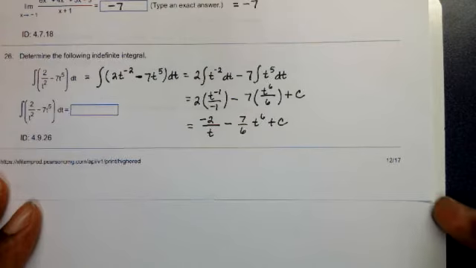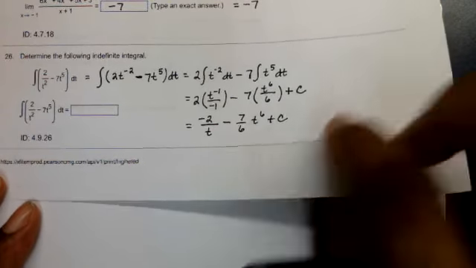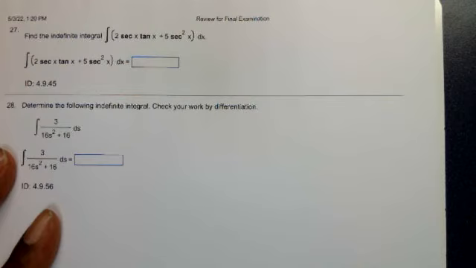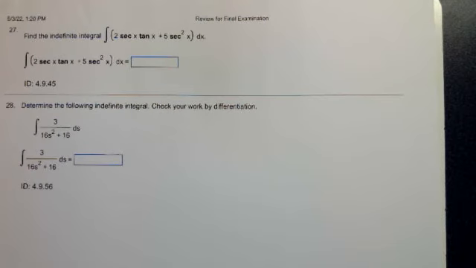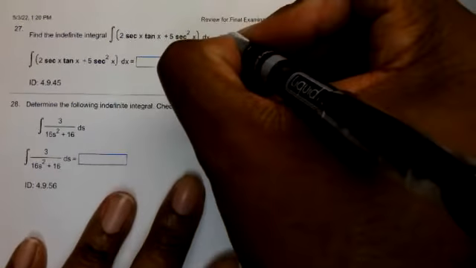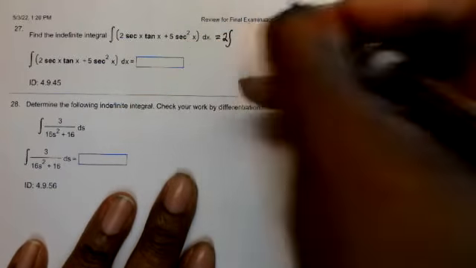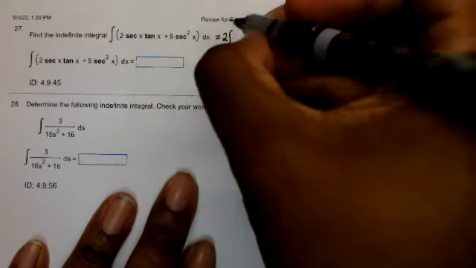All right, so that's problem number 26. All right, number 27 is another indefinite integral. This time there are trig functions involved in it. The integral of 2 secant x tangent of x plus 5 secant square of x dx. Using the sum rule for this, it's going to be the integral, and I'm going to pull the 2 out in front. I'm going to use the constant multiple rule as well.